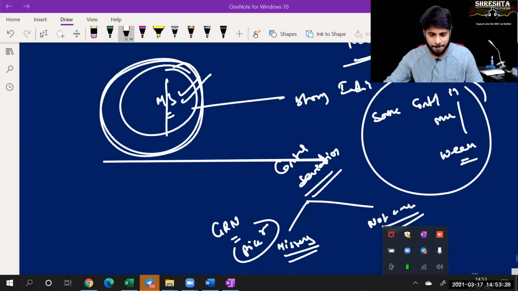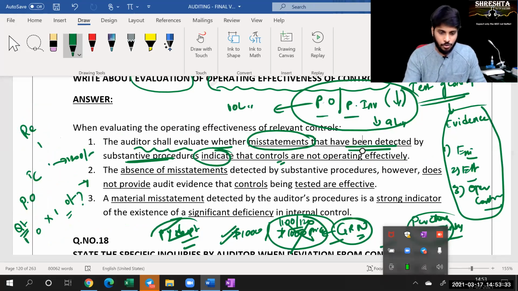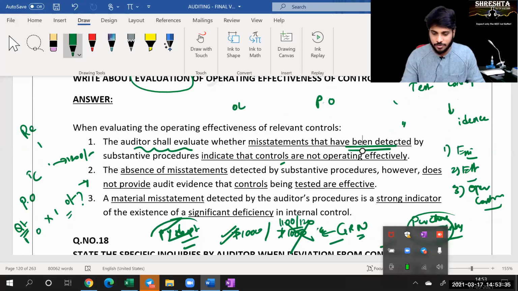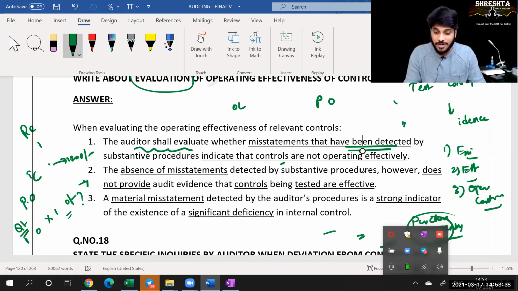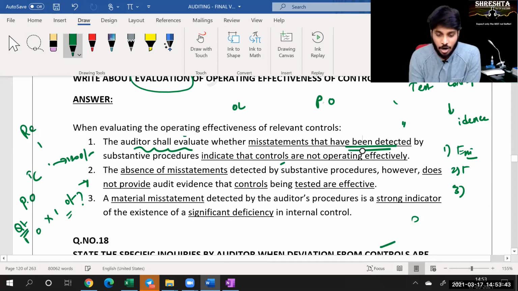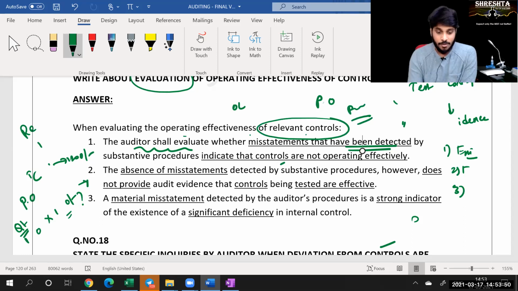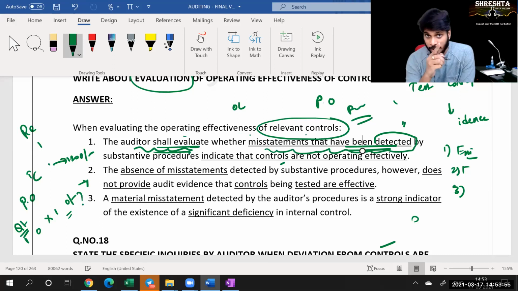Yes, very good. Next. So here if you observe, how does the auditor evaluate the operating effectiveness of control? What are the principles for evaluation? These are nothing but principles they are speaking of, while evaluating the operating effectiveness of relevant controls, meaning purchases related controls, sales related controls. The auditor shall evaluate whether misstatements that have been detected, the mistakes you identified after substantive procedure, indicate controls are not operating effectively. Is it because of the control failure that the mistake happened?